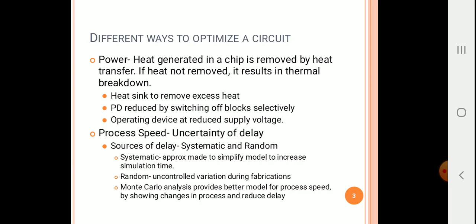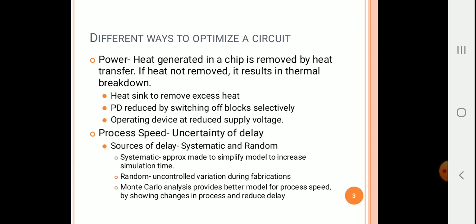The next one is process speed. Process speed can be affected by delay. There are two types of delay: one is systematic, another is random. Systematic delay is measurable. While designing itself, the designer will create an appropriate model to generate the amount of delay that will happen while the circuit works under normal operating conditions. So this kind of delay is predictable, and necessary actions can be taken during the design process itself.